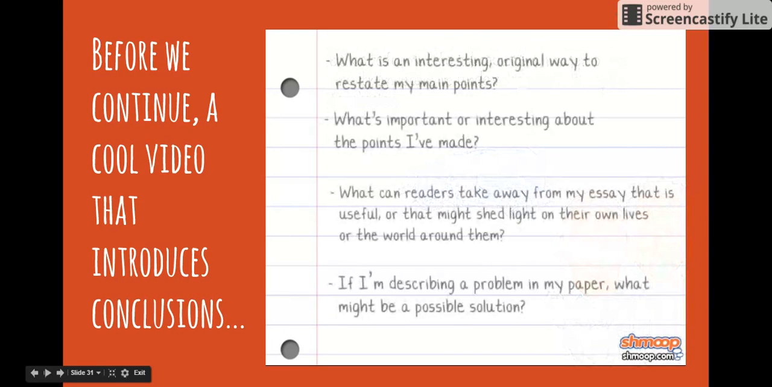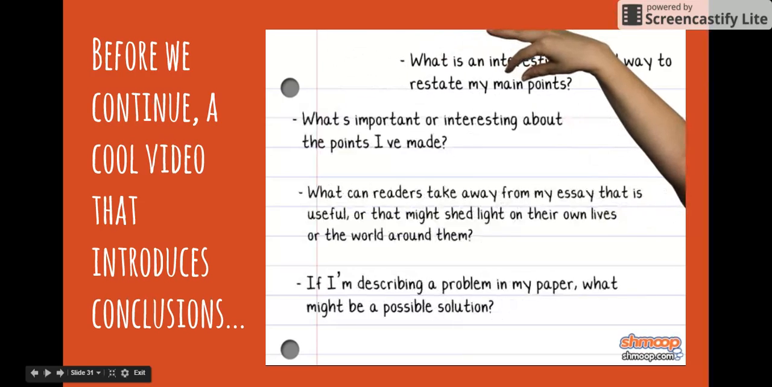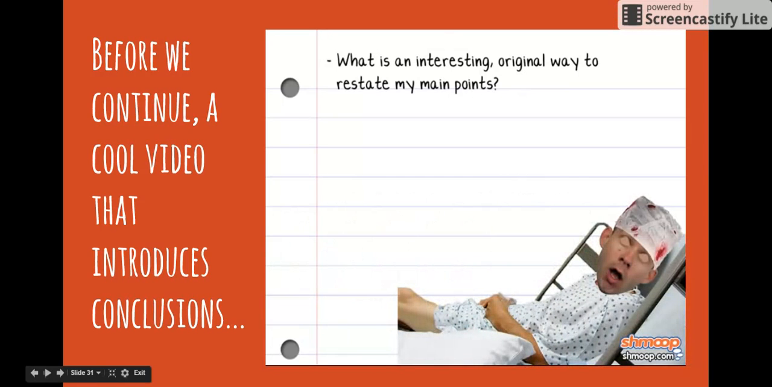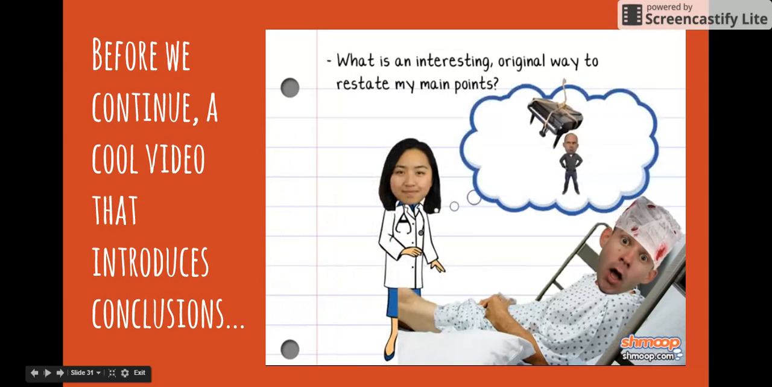Think about the below questions anytime you're nearing the end of an essay. Pick at least one, and make that the subject of your conclusion. What is an interesting, original way to restate my main points? It's been a while since the beginning of your paper. Remind your reader why they're here in the first place. Explain how the preceding points help to support that main idea, and hopefully your reader will now look at things in a slightly or drastically different way.